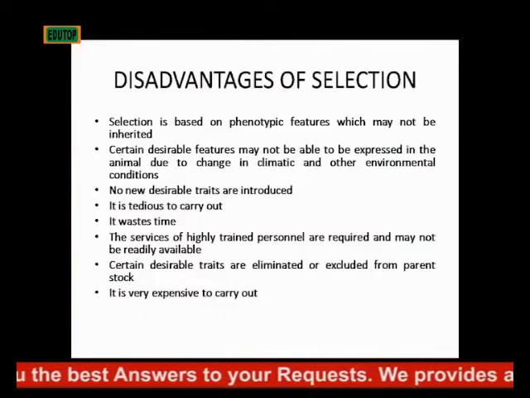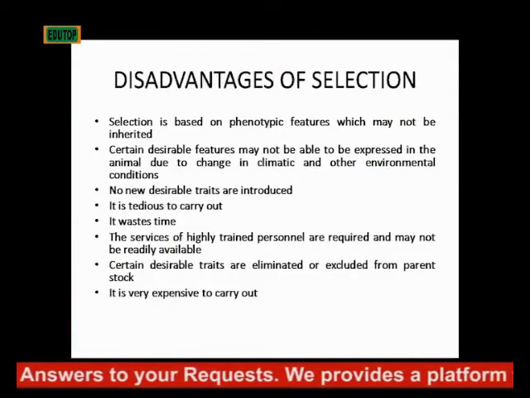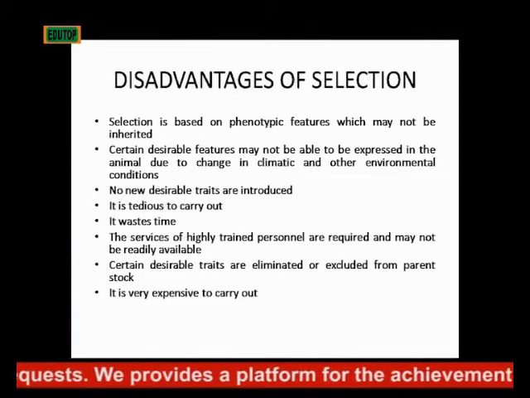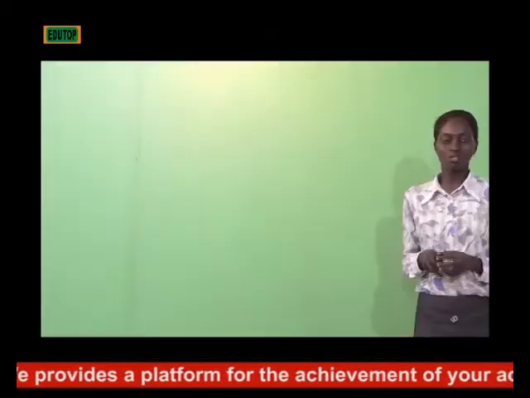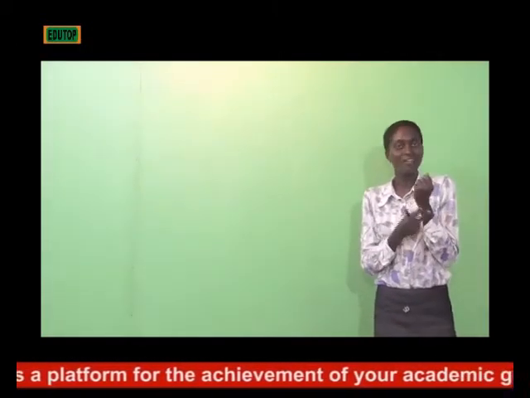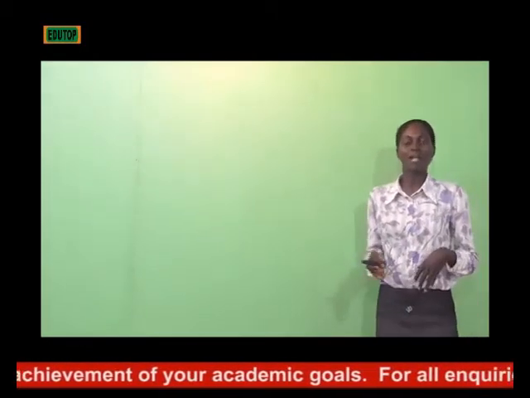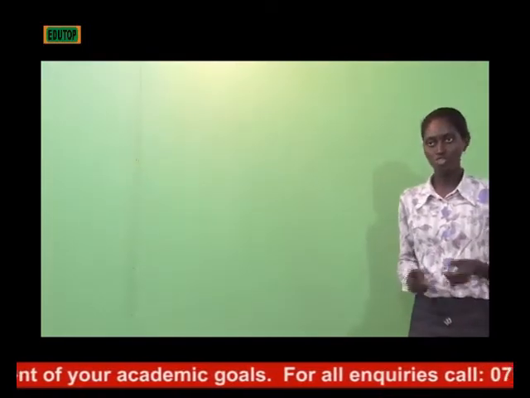Then another thing is that certain desirable features may not be expressed in the animal due to a change in climatic or environmental condition. So even some of the characters that are carried in the gene of the animal are not expressed because of an unfavorable climatic or environmental condition.